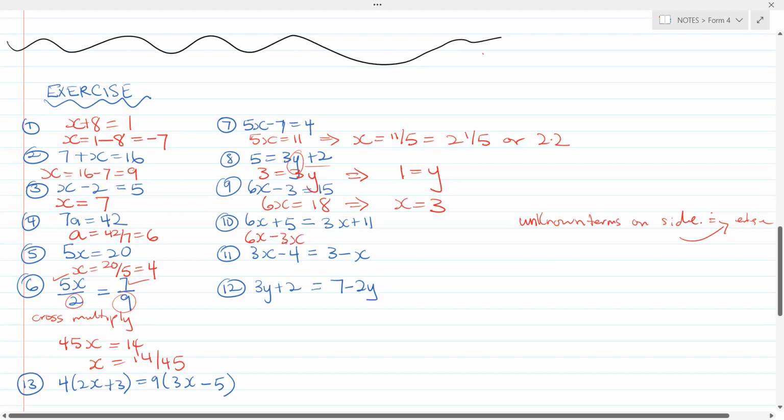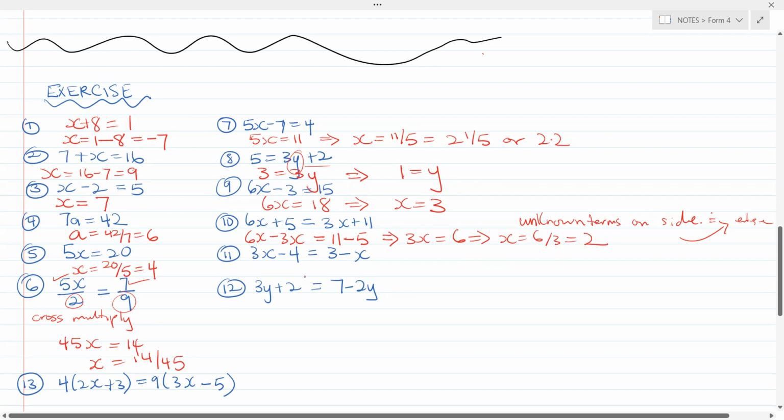So we're minusing. Always remember your signs. 3x is positive, so we're moving the entire thing across, so it's going to come across as negative 3x. 11 stays positive, and we bring across the 5 as negative. So we end up with 3x is equal to 6, and we end up with x is equal to 6 over 3, which is 2.